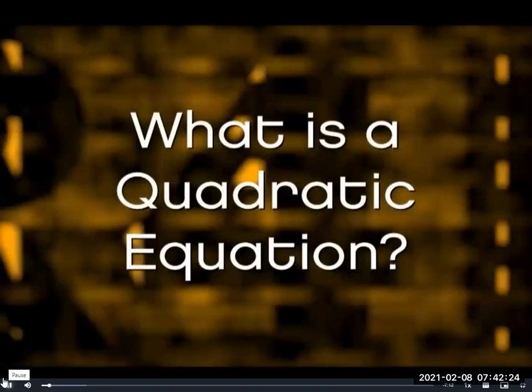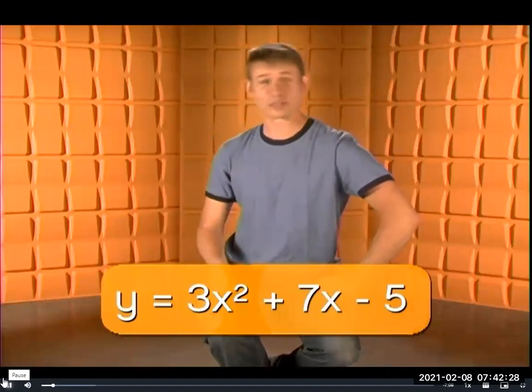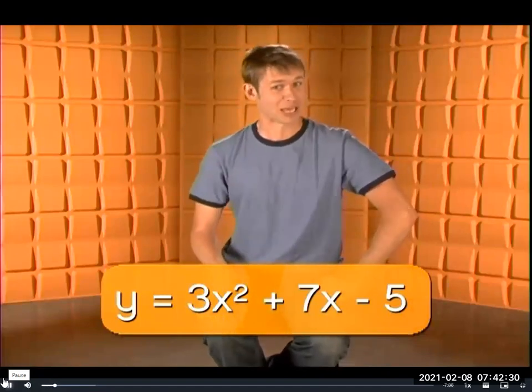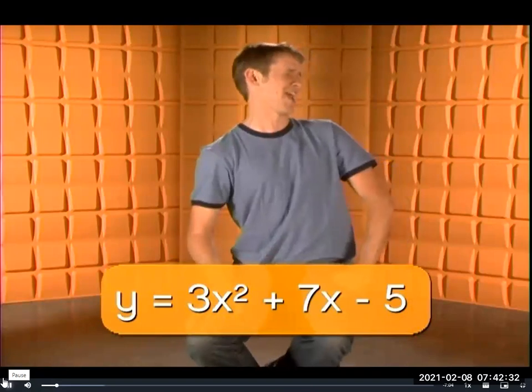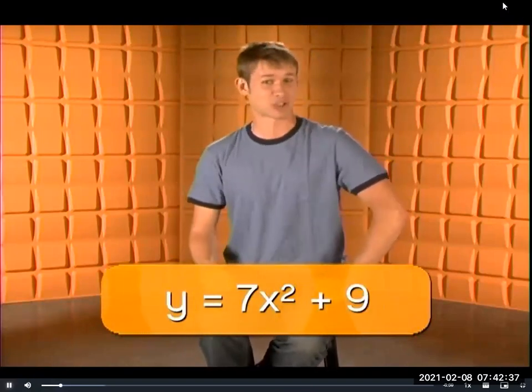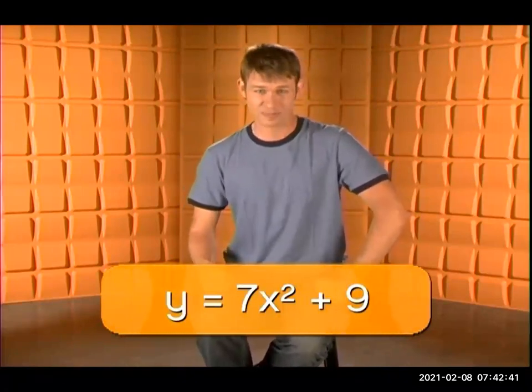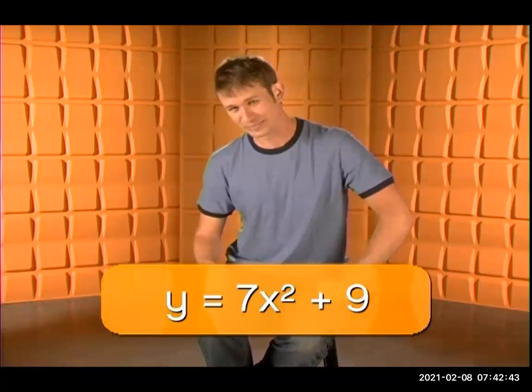What is a quadratic equation? Here's a quadratic equation. Y equals 3x squared plus 7x minus 5. Hey, here's another quadratic equation. Y equals 7x squared plus 9. What makes a quadratic equation a quadratic equation?